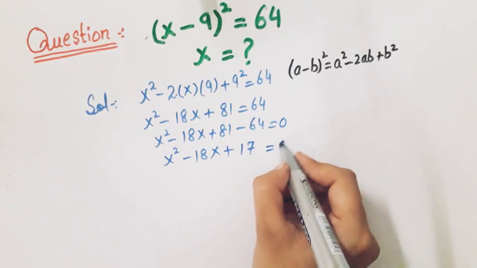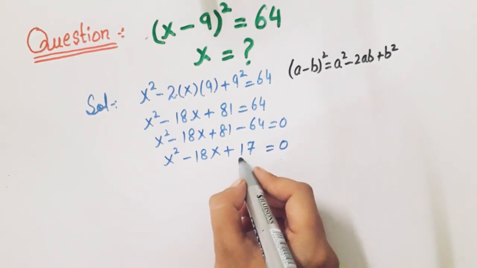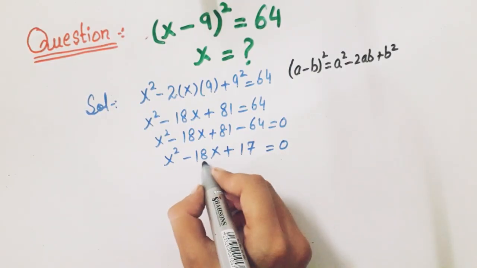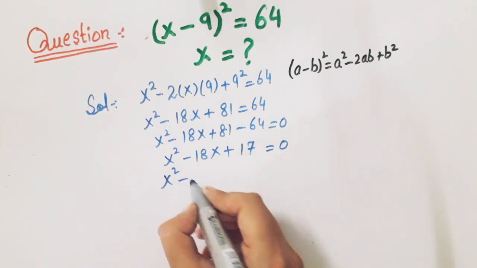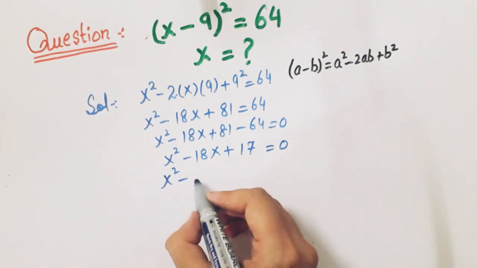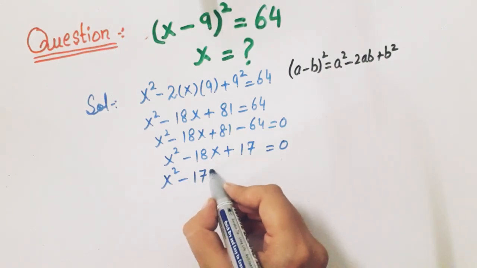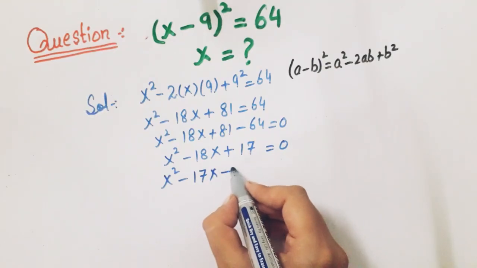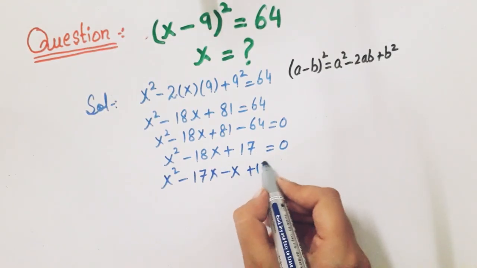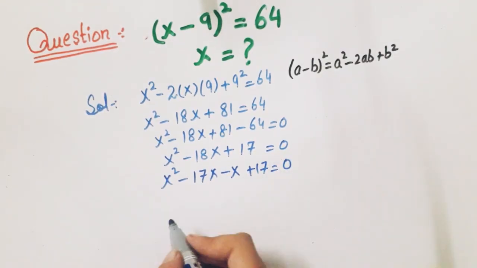So now we will make the factors of 17 which, when added, give 18. So x square minus 17x minus x plus 17 equals 0.